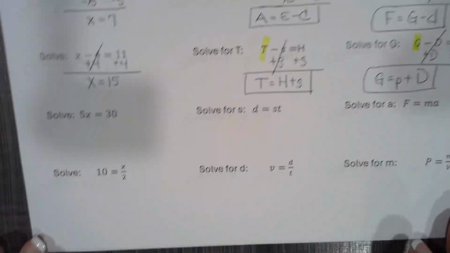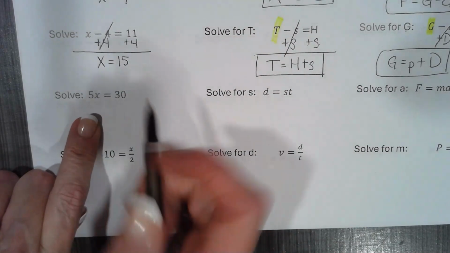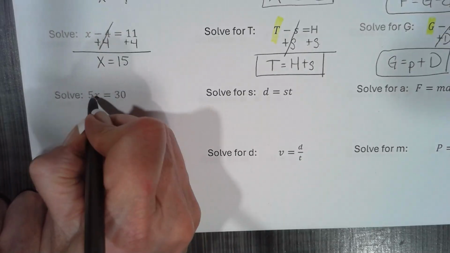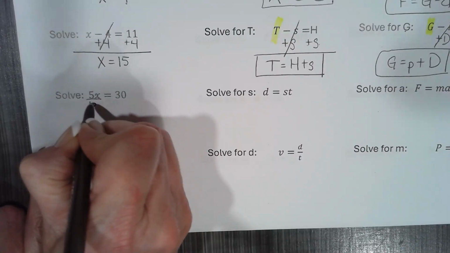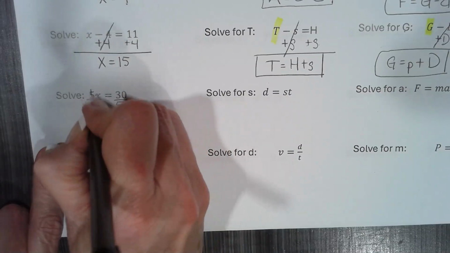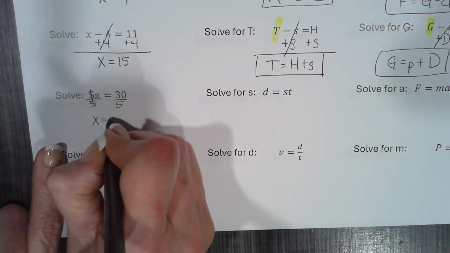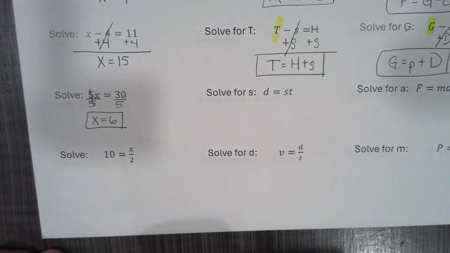All right, next, one-step equation. The 5 and x are separated by understood multiplication, so the opposite of multiplication is division. So I'm going to divide both sides by 5. And I get x equals 6, a numerical answer because I only have one variable.